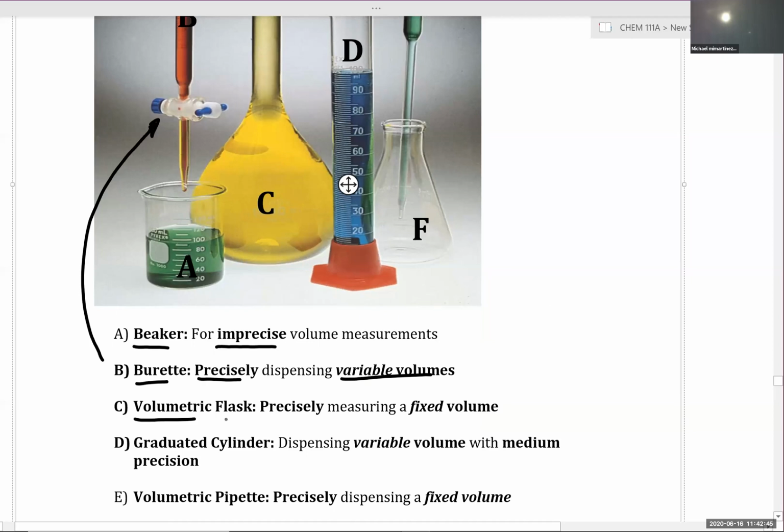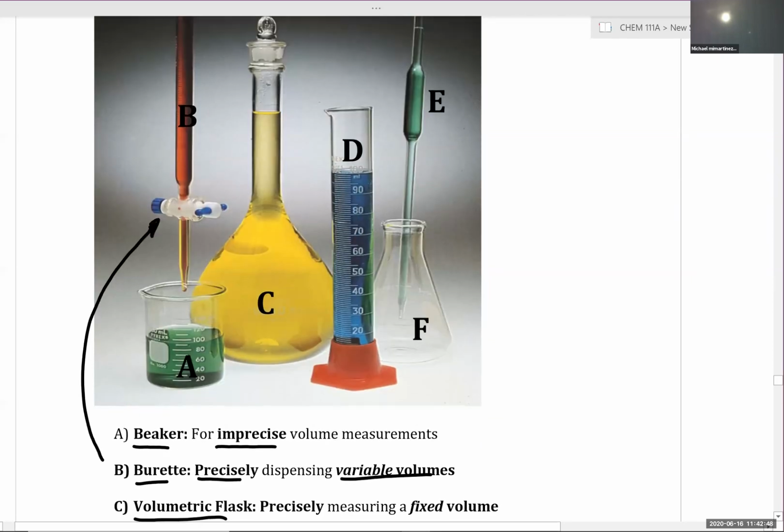The volumetric flask has this little graduated mark on top. And this graduated mark is highly precise. Volumetric flasks are designed to precisely measure a fixed volume. Imagine just one tick mark that says 100.00 milliliters. You can't fill it halfway, but if you fill it to the line, it will give you a very, very precise volume. Key takeaway, don't fill a volumetric flask halfway. It has to be filled fully.